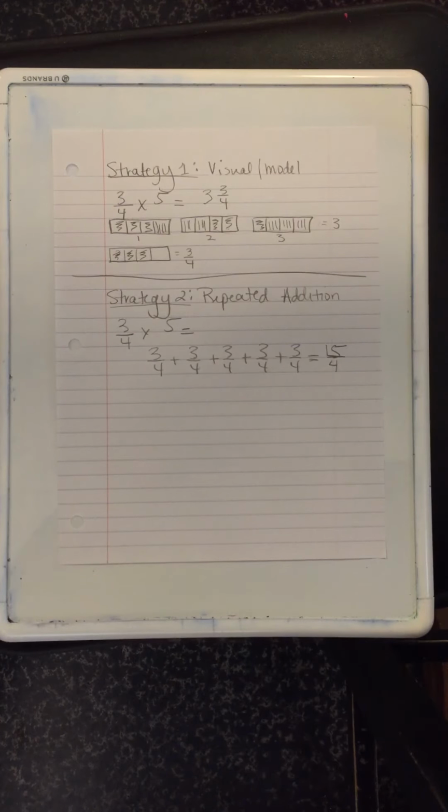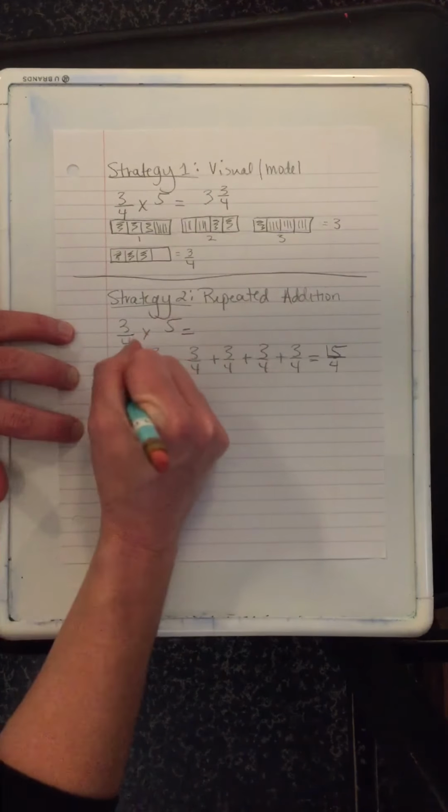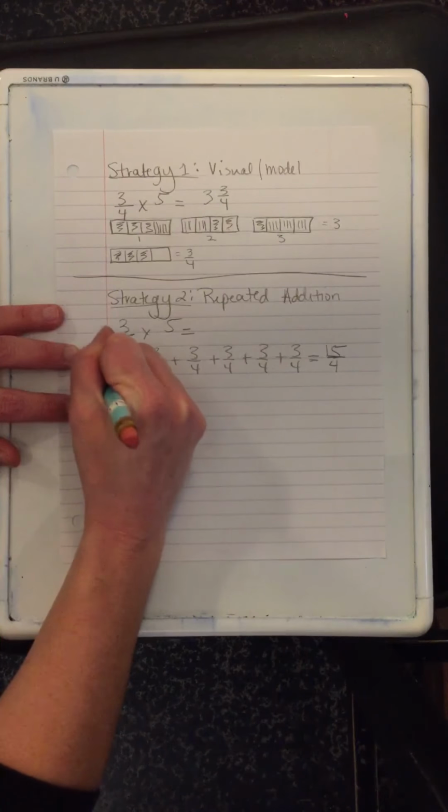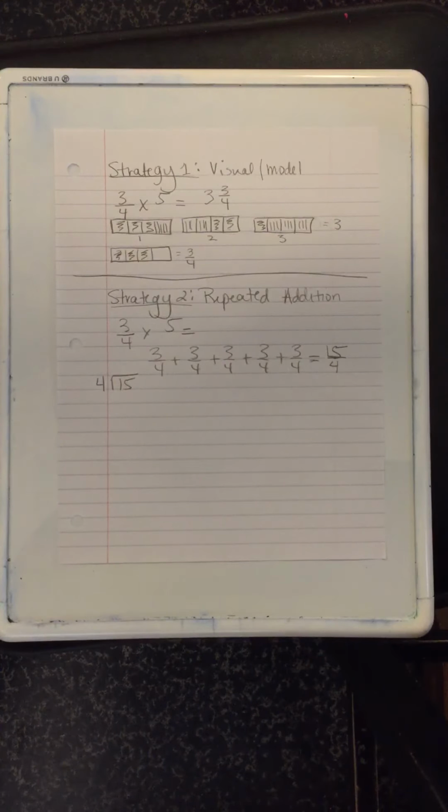I am actually going to use the standard algorithm division to simplify this improper fraction. We're going to take the numerator, 15, and we're going to divide it by the denominator of 4. We're trying to figure out how many groups of 4 we can make in 15. Because every time we make a group of 4, that creates a whole. So how many times can 4 go into 15? Well, 4 times 2 is 8.